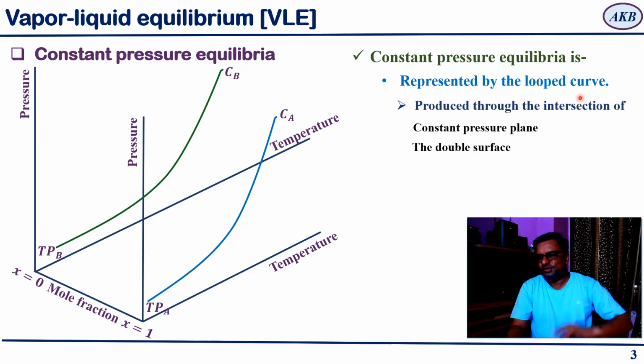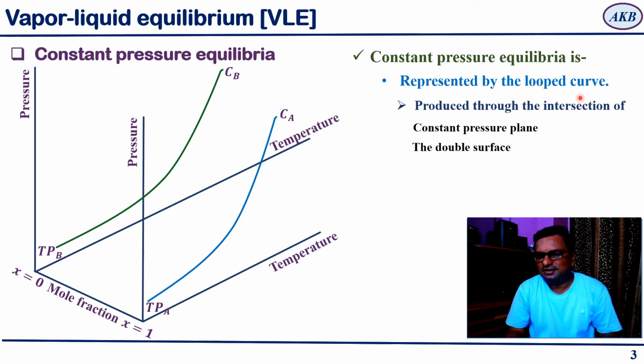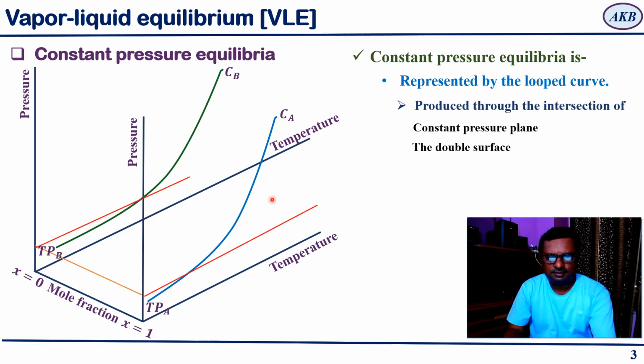We have already understood it in our previous lecture. So the loop curve is produced through intersection of the constant pressure plane with the double surface. I'm showing that plane. This is the constant pressure plane, a plane parallel to the temperature axis, and it is cutting the double surface. That intersection produces this loop curve.